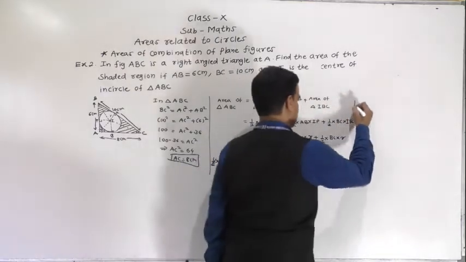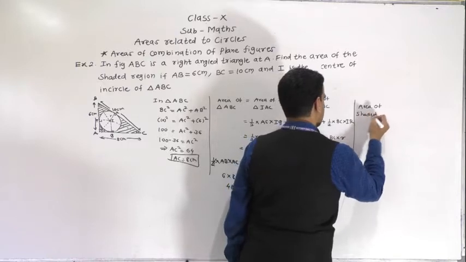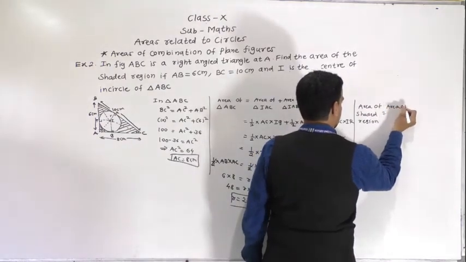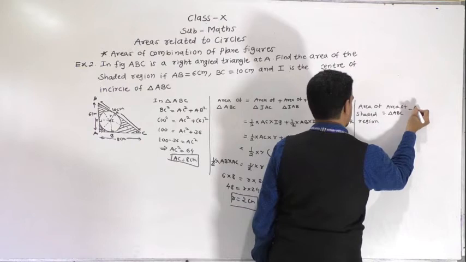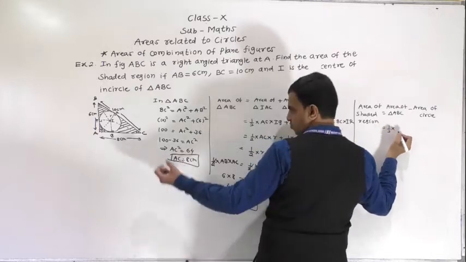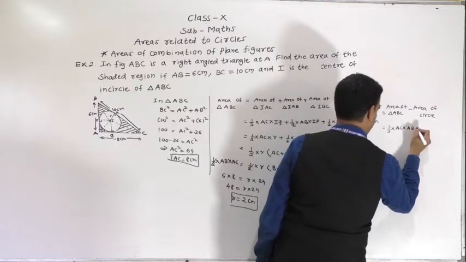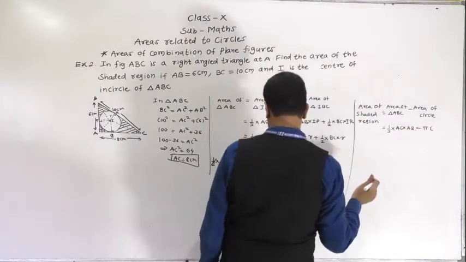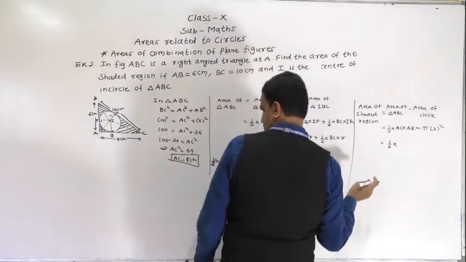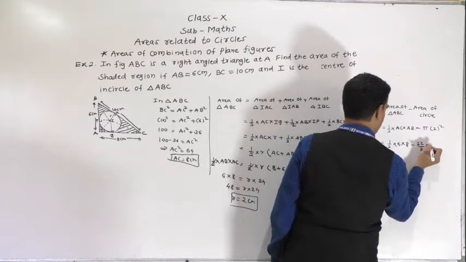So area of shaded region is equal to area of triangle ABC minus area of circle. Okay, so area of triangle, that is half into AC into AB, minus pi r square. So pi into R, which is 2, so 2 square. Okay, so half into 6 into 8 minus 22 by 7 into 4.